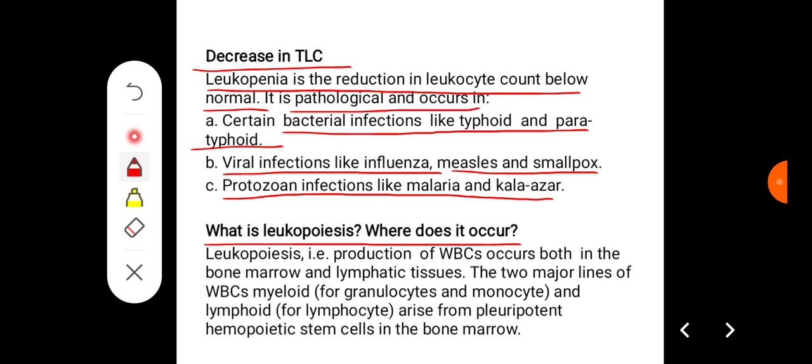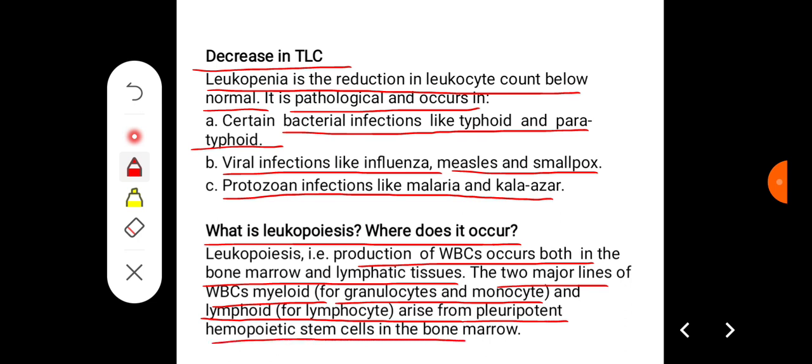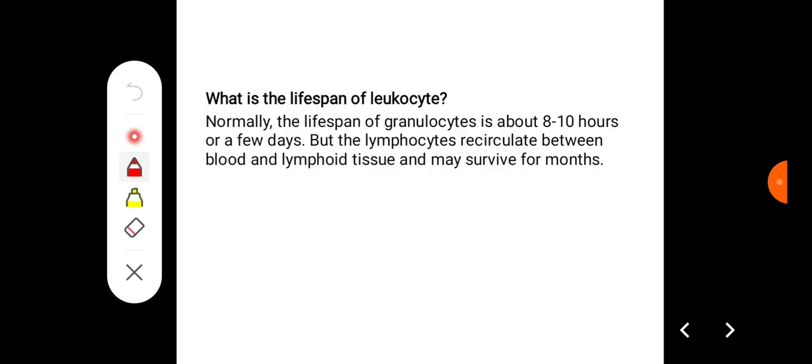What is leukopoiesis and where does it occur? Leukopoiesis, that is production of WBCs, occurs both in bone marrow and lymphatic tissues. The two major lines of WBCs are myeloid series, that is for granulocyte and monocytes, and another lymphoid series, that is for lymphocyte, which arise from pluripotent hemopoietic stem cells in the bone marrow.